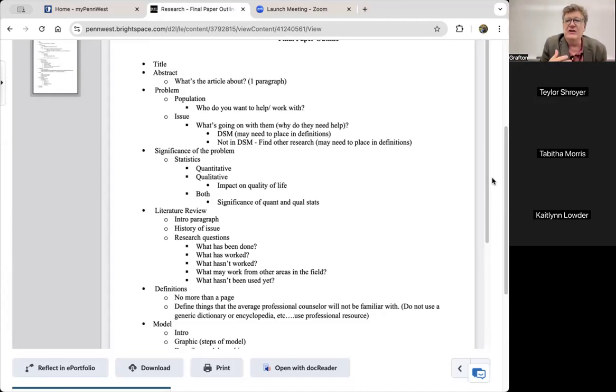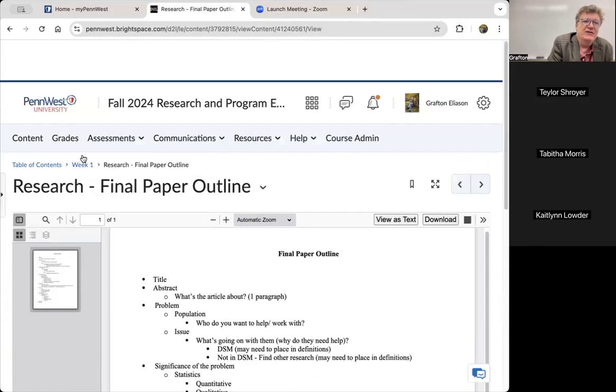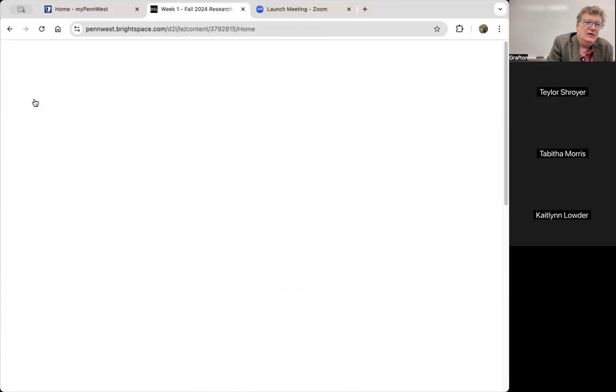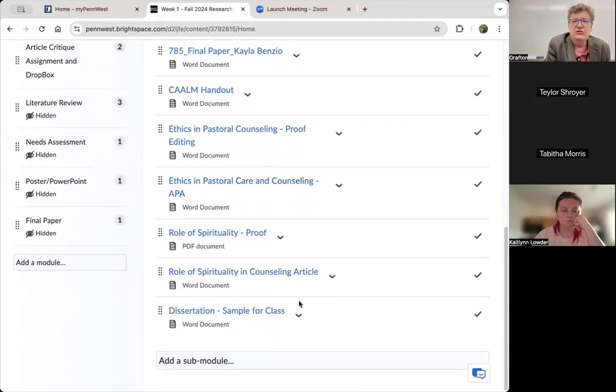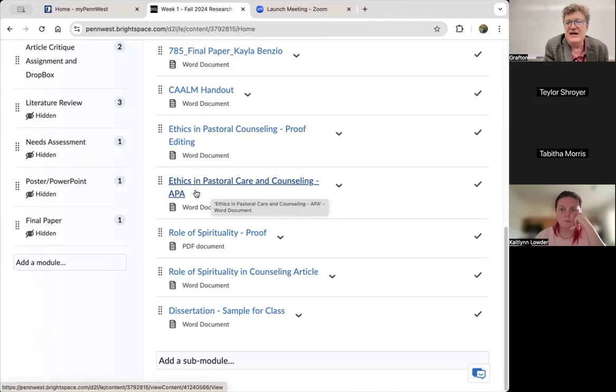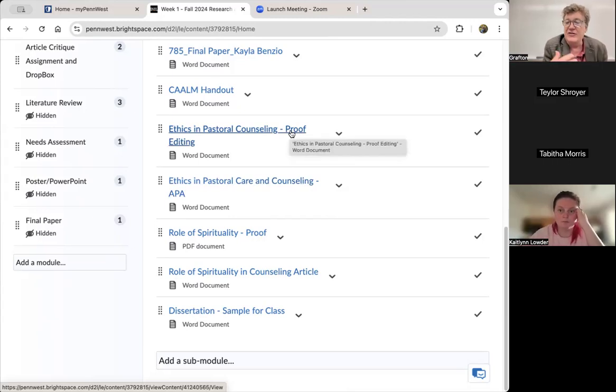So it's really a writing style. Just in case you wanted to do that, I also uploaded two samples in the first week. You'll notice this is APA style of ethics and pastoral counseling, and this is ethics and pastoral counseling proof. So one is the way I wrote it, and the other is a proof for either a chapter or a journal article. One of these is a chapter in a book. One of them is a journal article.